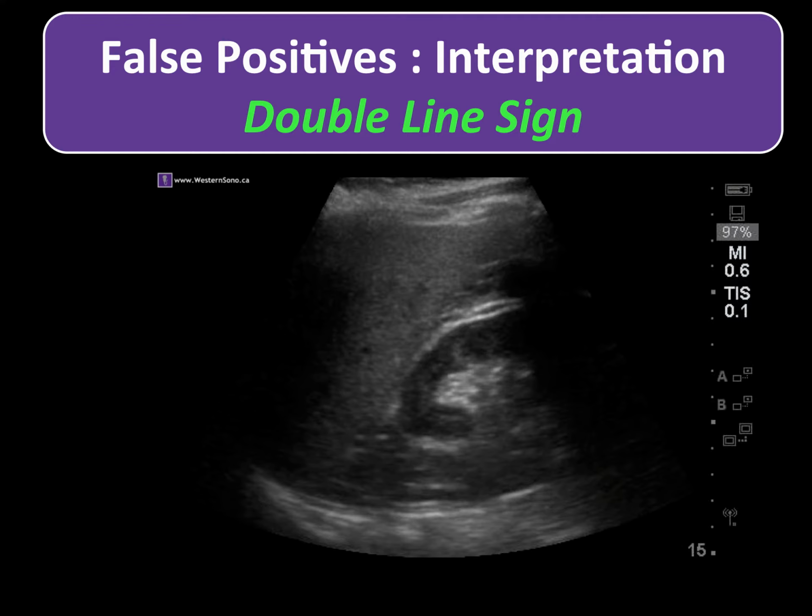Here is a still image of the double line sign. See how the small anechoic stripe may be confused with free fluid and is encased with white on either side. This is the false positive.